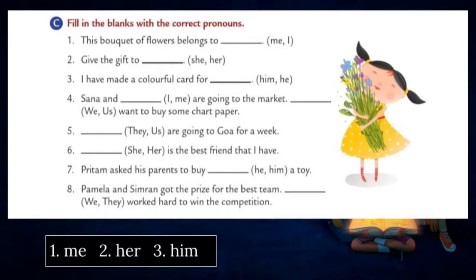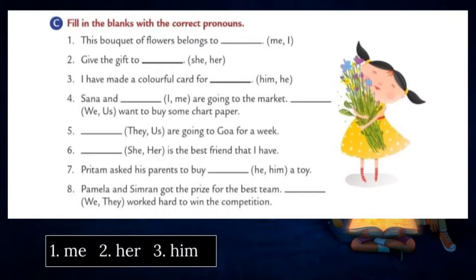Give the gift to dash. The options are she, and another option is her. Which one is correct? Yes, here also we should use object pronoun, that is her. Give the gift to her. Let's move to the third one.